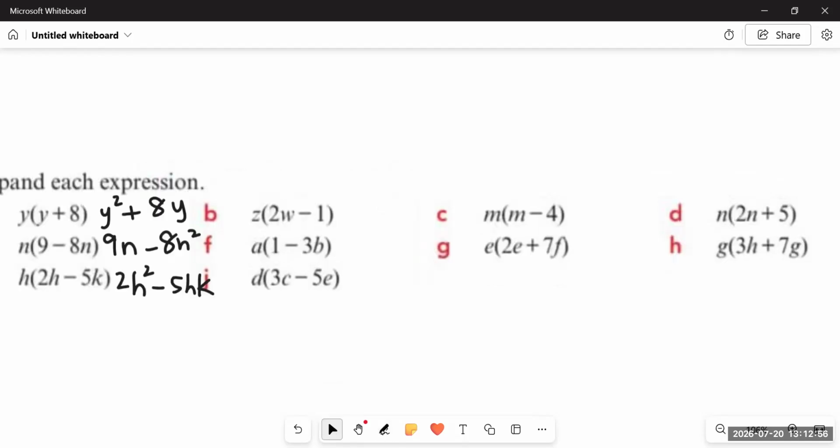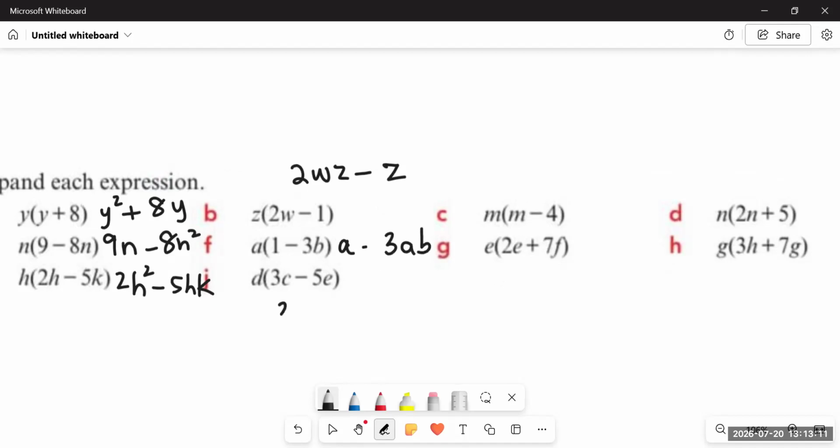Then 2 multiplied by z multiplied by 2w is 2wz minus z multiplied by 1 is z. Then a multiplied by 1 is a minus 3ab. Then we have 3cd minus 5de. How easy it is, okay?